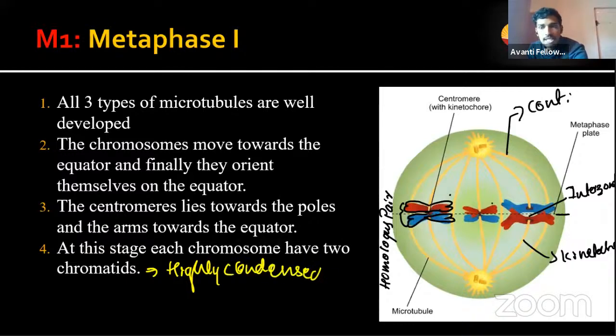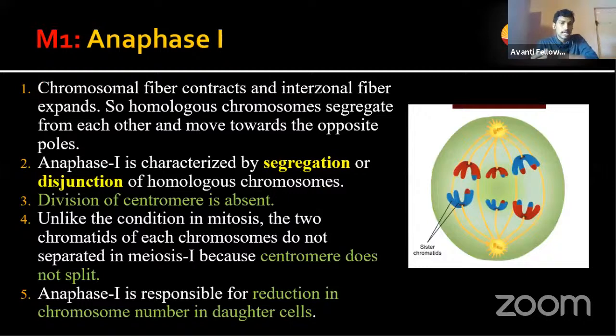So what's happening? The only difference between metaphase in mitosis and metaphase in meiosis is that in mitosis only one chromosome will lay on the equatorial plate, on one angle. But here, the homologous chromosomes, that means two chromosomes or a pair, will be arranging on the equatorial plate. Okay, so we will see the anaphase, then you will understand properly.